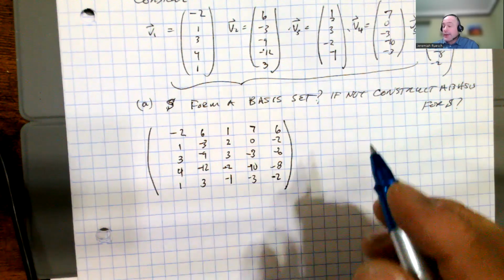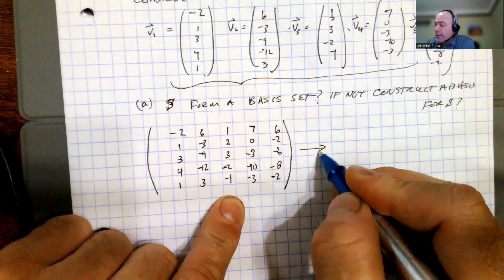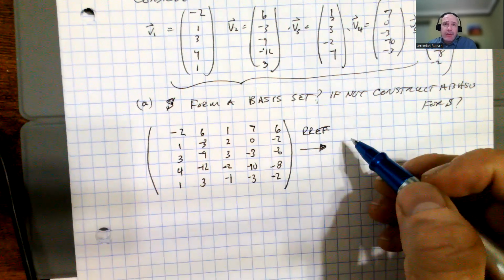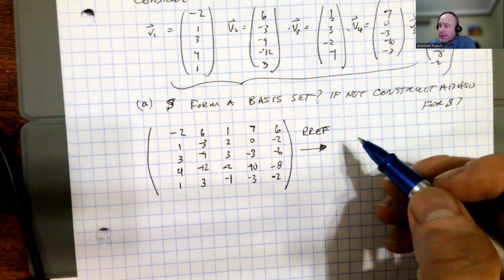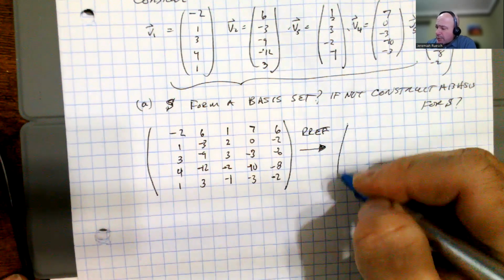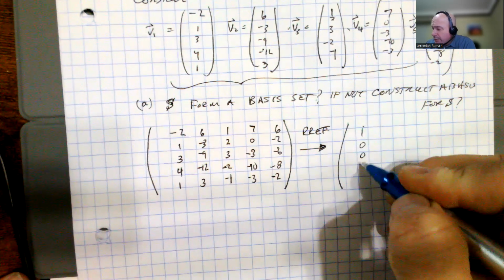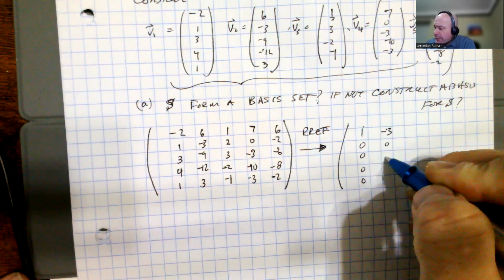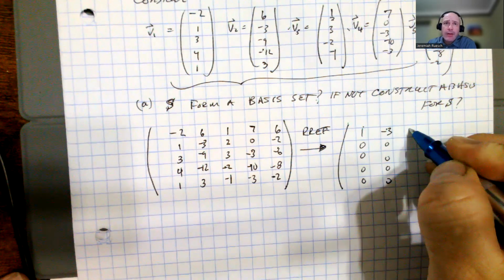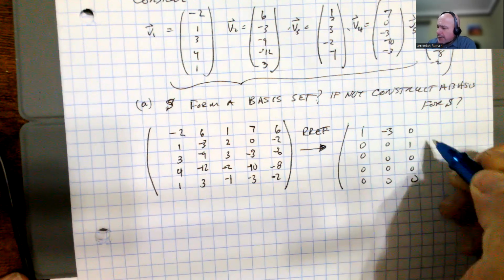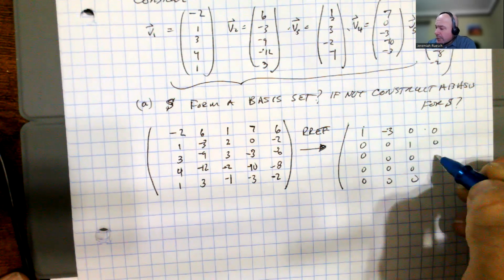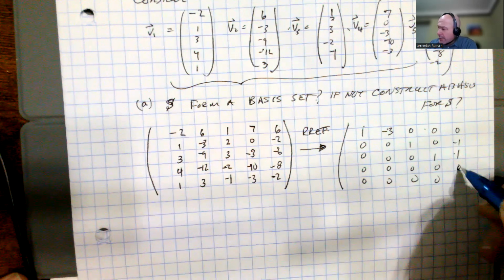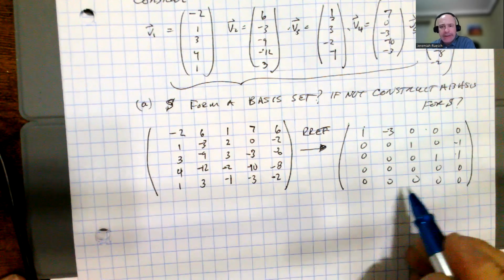So if we look at this matrix, we can use the reduced row echelon form of it. I put this into GeoGebra, and I got the following reduced row echelon form. I got 1, 0, 0, 0, 0. Then negative 3, 0, 0, 0, 0. Then 0, 1, 0, 0, 0. Then 0, 0, 1, 0, 0. And last but not least, 0, negative 1, 1, 0, 0. So this is clearly not the identity matrix.